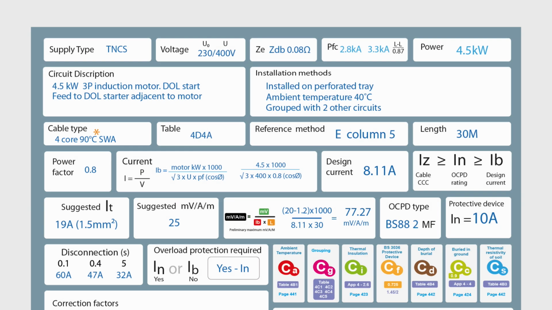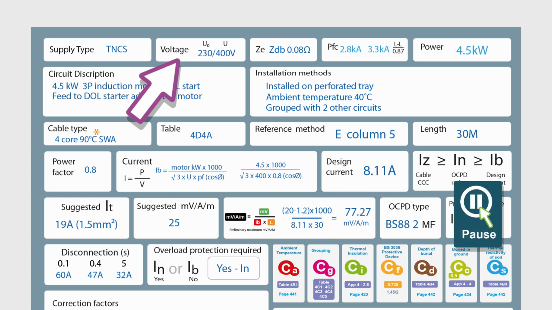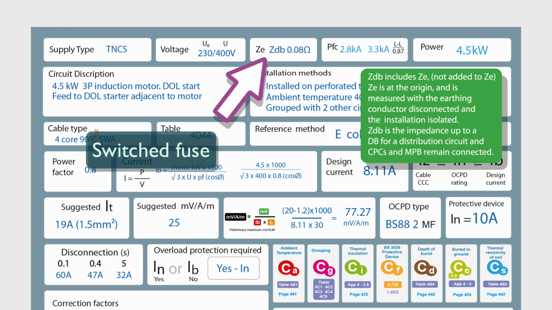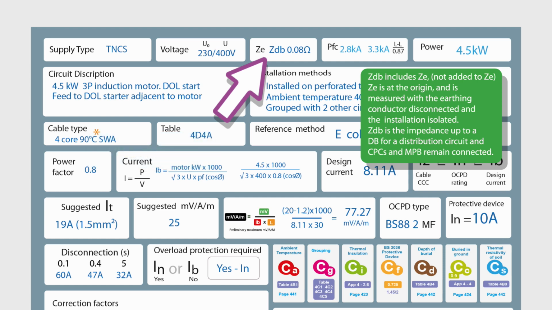So let's start at the beginning. So we need to know our earthing arrangement. In this case it's TNCS. What the voltage is. This is three-phase. There's 2 voltages listed. UO, that's voltage to earth, and U, that's voltage between the phases. So it's 230 and 400 volts. In this case we've got a ZDB. This is a distribution board and it's not the origin of the supply. We've got a very low ZDB of 0.08. So we're obviously quite close to the transformer.